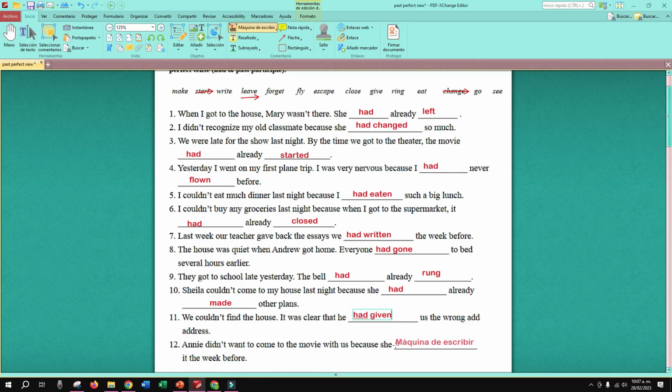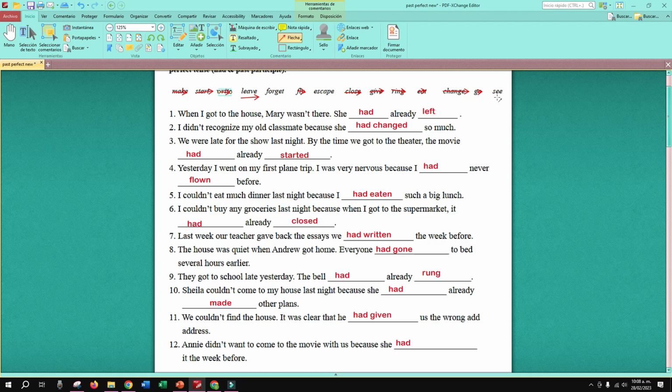And the last one: Annie didn't want to come to the movie with us because she had what? Already used all of these, right? Close. Gone. We have already used that one. So we have gone.